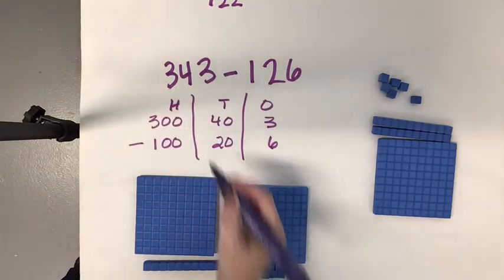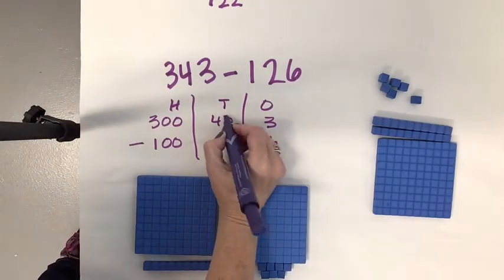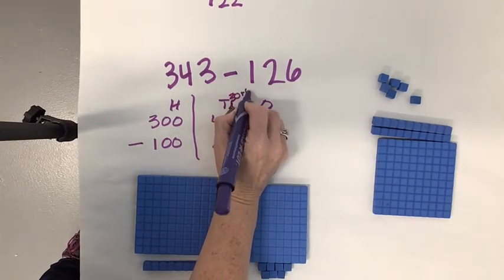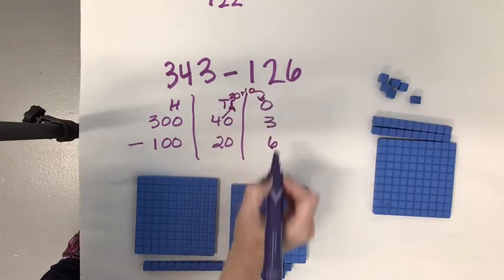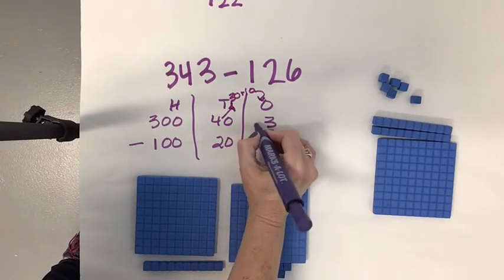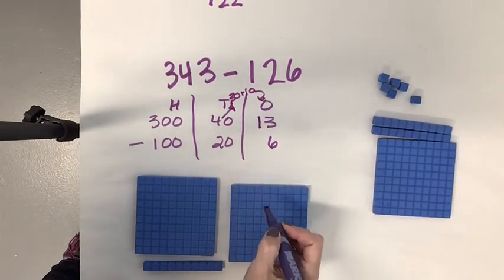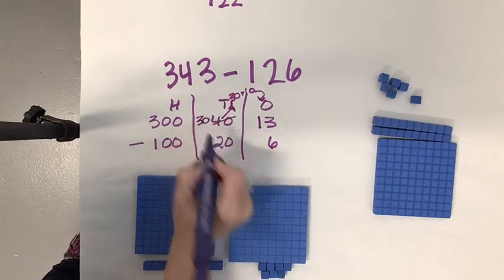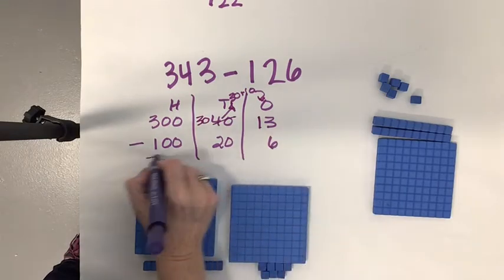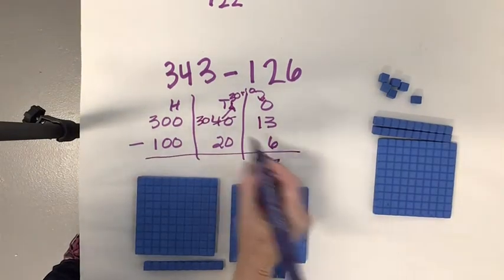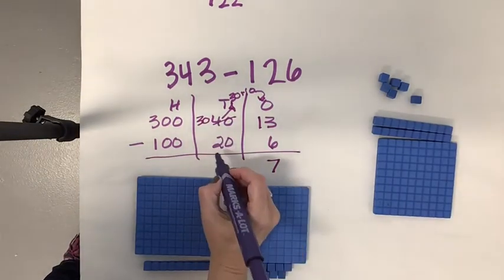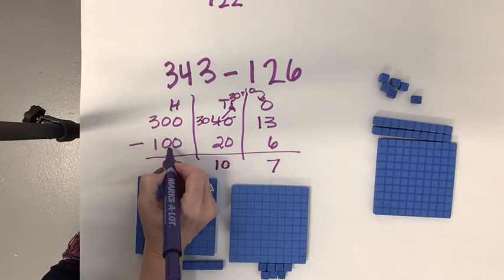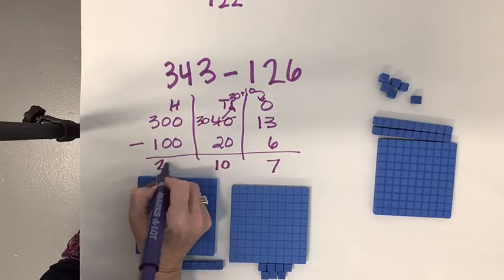So I want them to think of this 40 as 30 and 10. This 10 is going to come over here, right? So this is going to be 13 now. 10 and 3 is 13, and this is my 30. 13 minus 6, we know is 7. 30 minus 20 I can do. 30 take away 20 is 10. 300 take away 100 is 200.